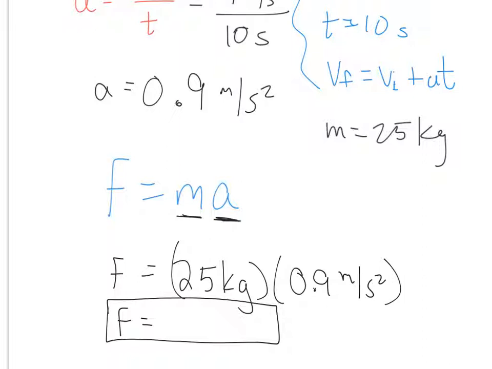We know that the units are newtons because it's a force, and kilogram times meter per second squared is a newton. 22.5 newtons. Okay, 22.5 newtons. Now, I want you to have some context.